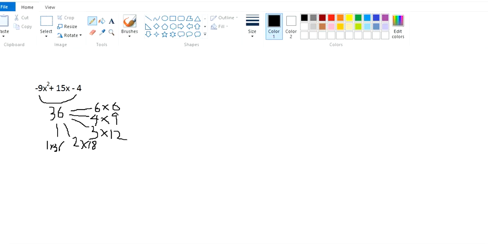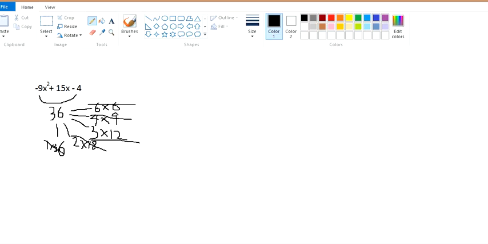So, as we have listed out all the factors of 36, let us take a look at them. 6 times 6 adds up to give us 12, so that will not do. 4 and 9 gives us 13, that won't do either. 3 and 12 works. 2 and 18, 20. 1 and 36, 37.